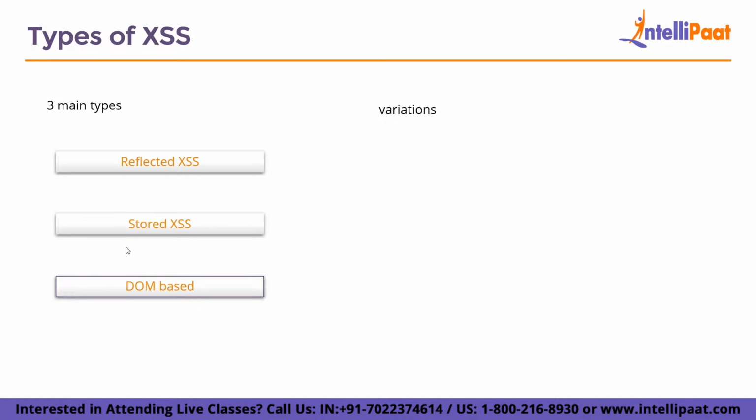The third type we have is DOM-based. DOM here stands for Document Object Model. To explain DOM briefly, it is an application programming interface, an API for HTML and XML documents. So it acts as an API between XML and HTML documents.